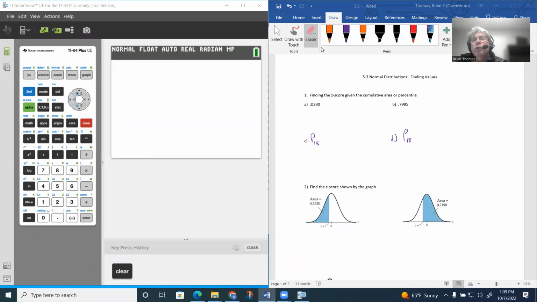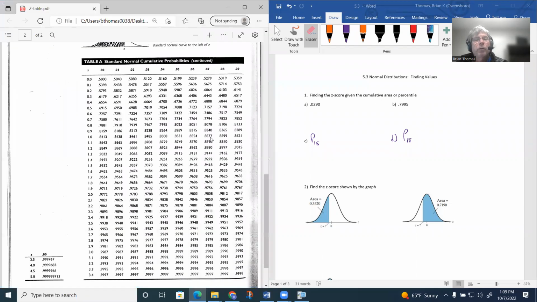5.3 involves normal distributions and finding values. So in this first example, we want to find the z-score given the cumulative area or the percentile. Now, one way of doing it is I got the 0.0290. That's the area in the curve. I could use my table.